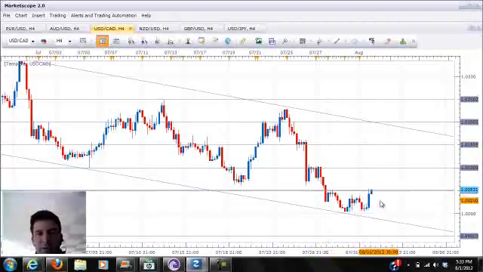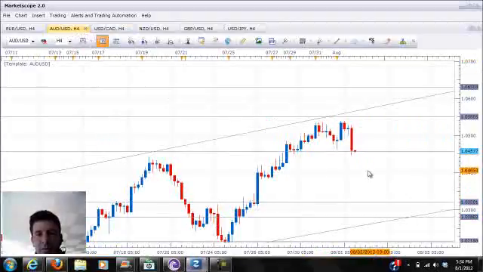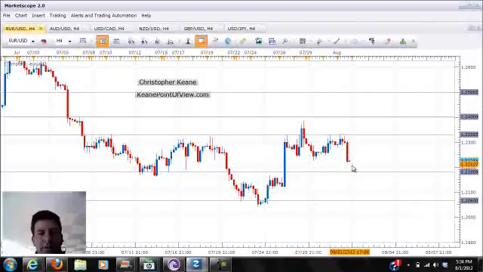I'm watching for a hold here at support at 100.50 in the CAD, and in the Aussie, I'm watching for a hold of support here at 104.60, and in the Euro, we're going to see if we can get a bounce here on a 4-hour close at the weekly lows.